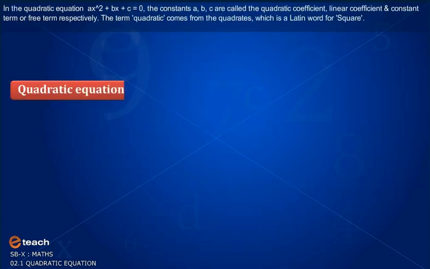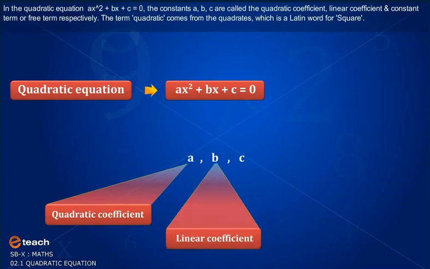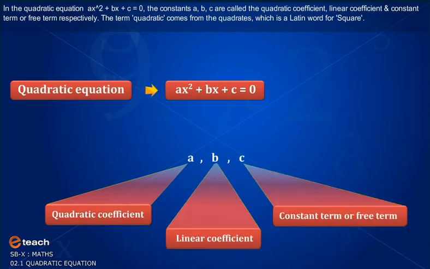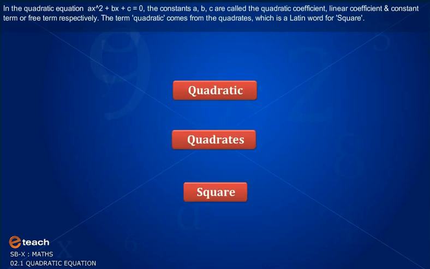In the quadratic equation ax square plus bx plus c is equal to 0, the constants a, b, c are called the quadratic coefficient, linear coefficient and constant term or free term respectively. The term quadratic comes from quadrats, which is a Latin word for square.